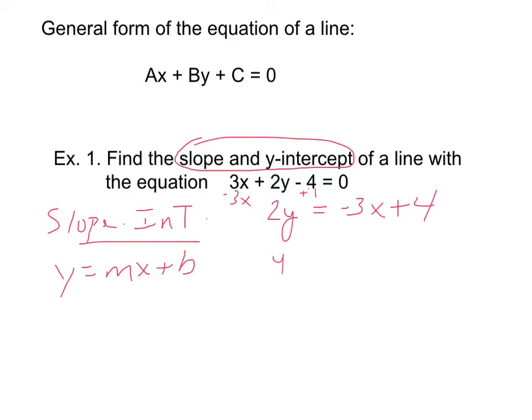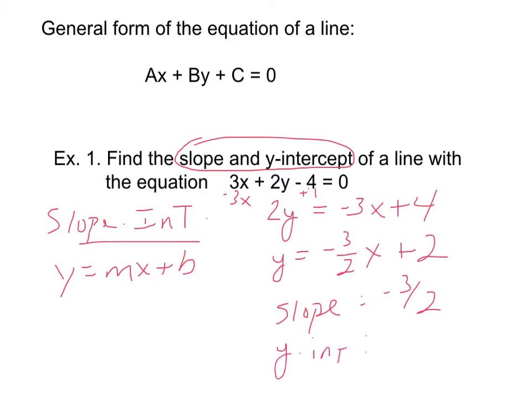And then we're going to divide every single piece by 2. So it becomes negative 3 halves x plus 2. So our slope is going to be negative 3 halves, and our y-intercept is going to be at the point (0, 2). Okay? So it's simply just taking the equation that we have in general form and solving for y, rearranging the terms to get it into that slope-intercept form so that we can pick out those pieces of information.